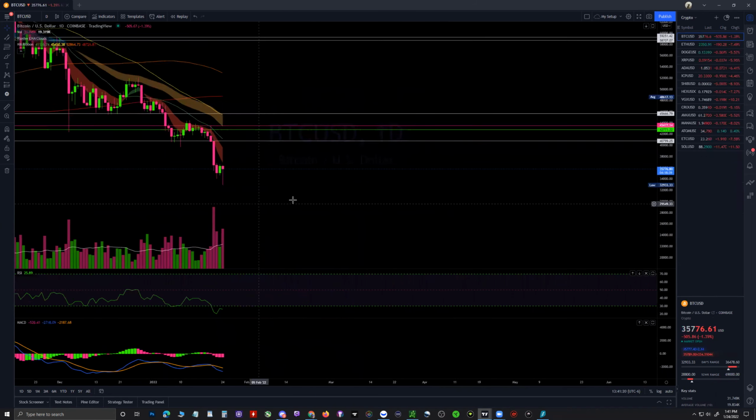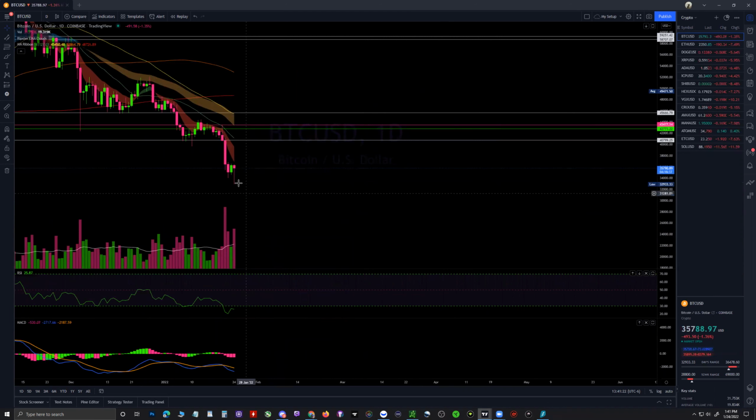So on the daily with Bitcoin, it seems to be recovering a little bit today, but it's still red for the day. We actually dropped below 35K, and oh man, we hit just under 33K today.